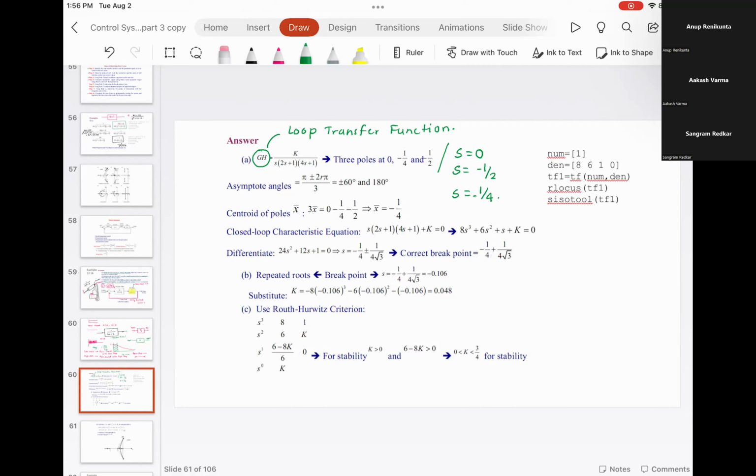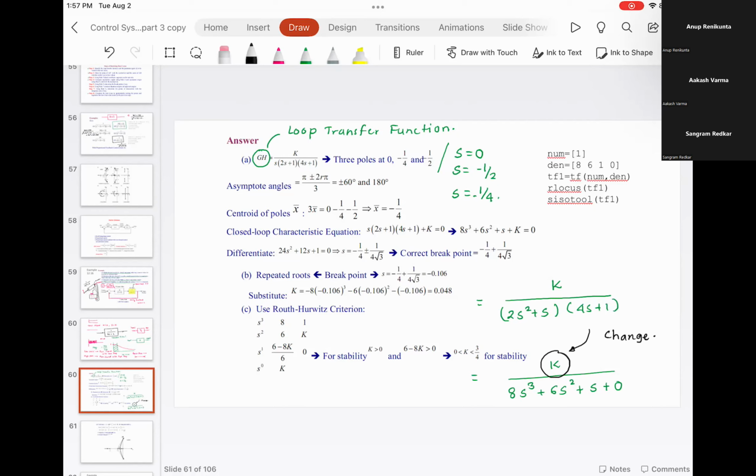At this point, I want you to look at this transfer function. This transfer function is K divided by S times (2S plus 1) times (4S plus 1). Expand this. So you will have 8S cubed plus 6S squared plus S plus 0. Now this K is the gain, so this is going to change.